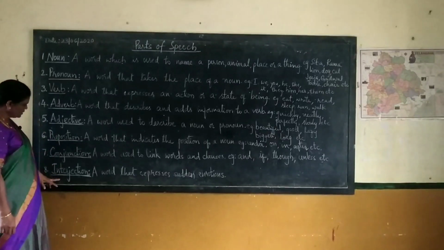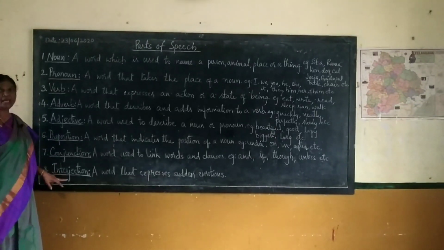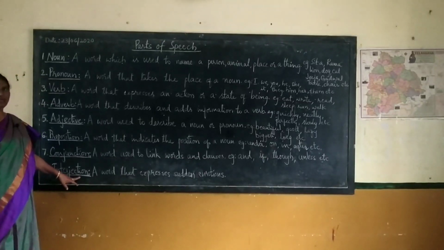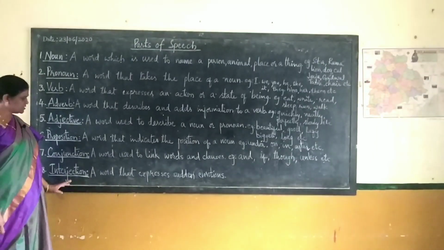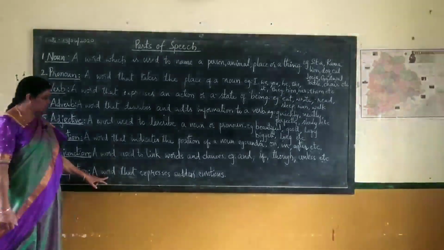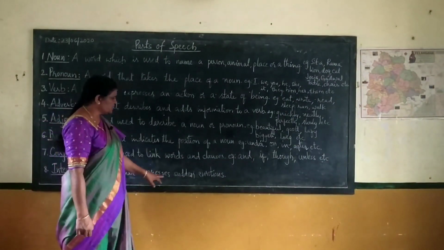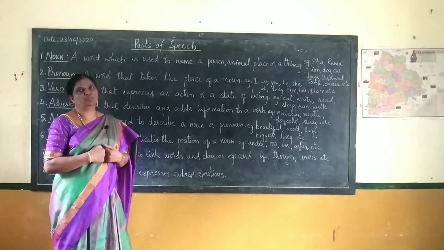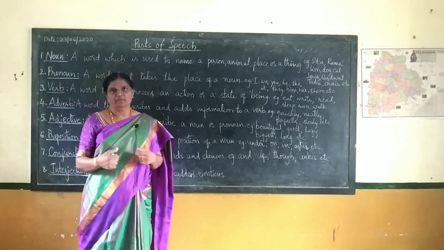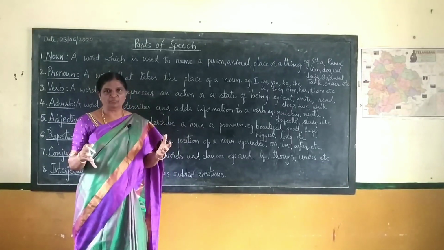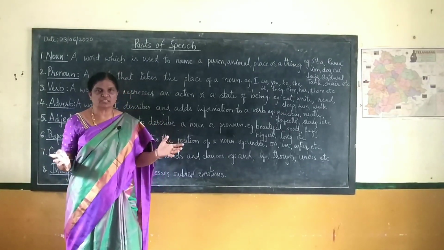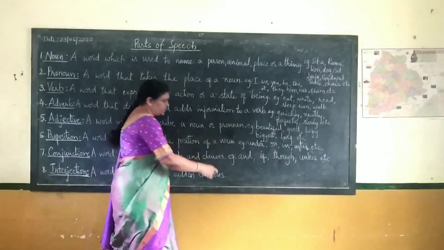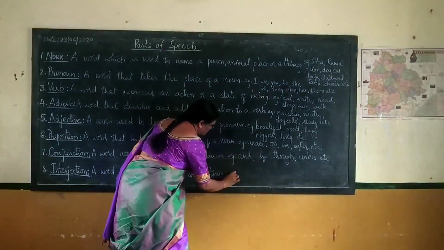And what is the last one? The last one is interjection. What is the last one? Interjection. What is an interjection? It is a word that expresses sudden emotions. Like, see, if you are playing a game and you have won the match, what do you say? Hurrah! We have won the match. Hurrah! It is a sudden expression.